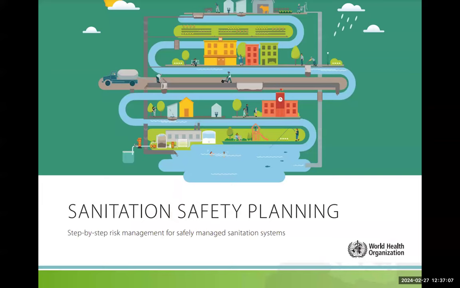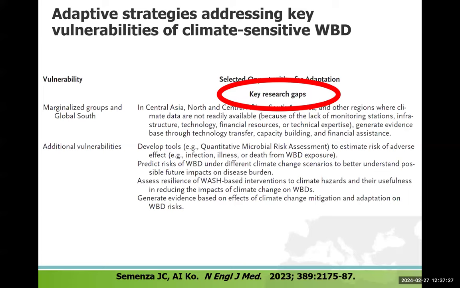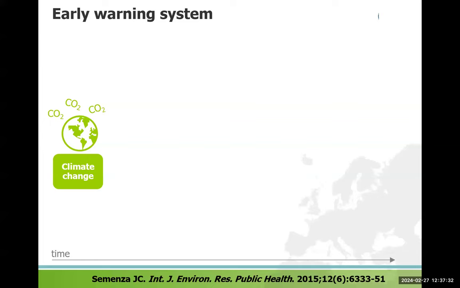This is a step-by-step approach on how to improve more equitable and safe sanitation systems that improve hygiene in populations overall. And then as the last part of this table here are some research gaps and what needs to be addressed. But let me now focus more on early warning systems.